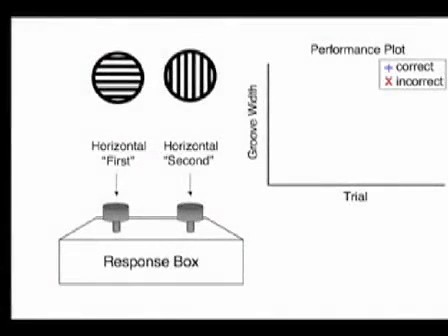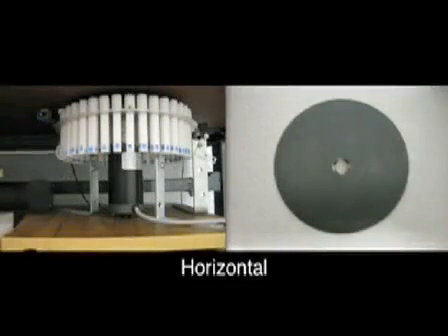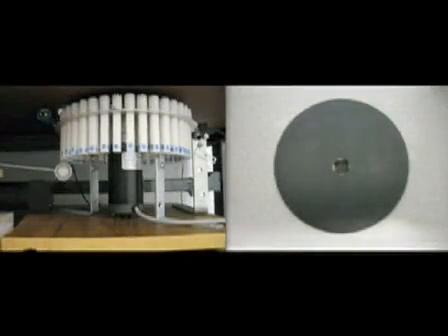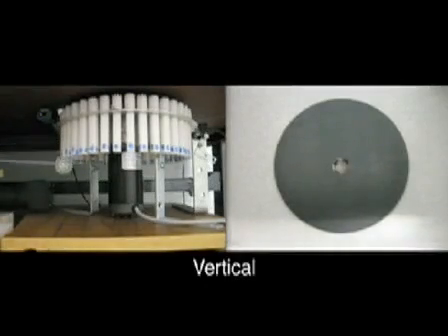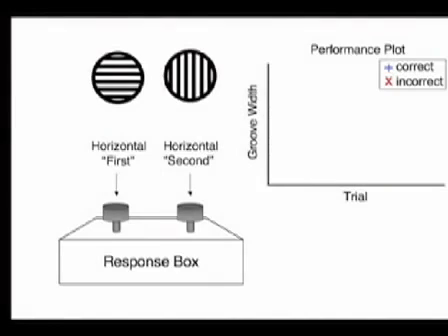Now let's take a look at what a typical subject might experience in a testing session. I want to direct your attention to the two gratings shown in the top left. In this trial, the subject was tapped on the finger first with the gratings aligned horizontally, and second with the gratings aligned vertically. In this case, the correct response is to press the button on the left. In this example, the subject presses the button on the right, an incorrect response.